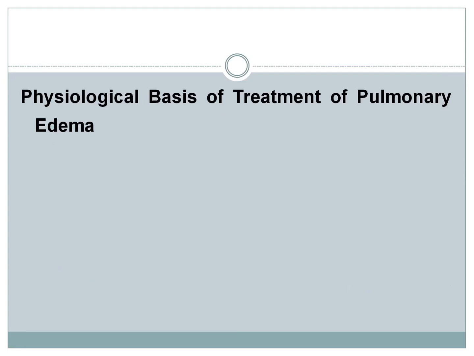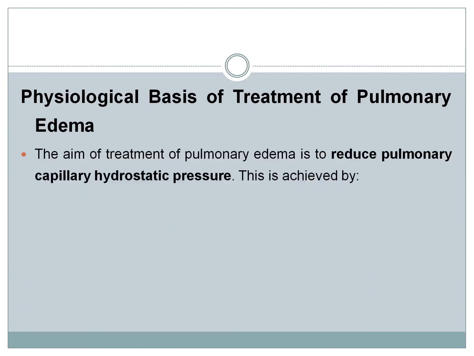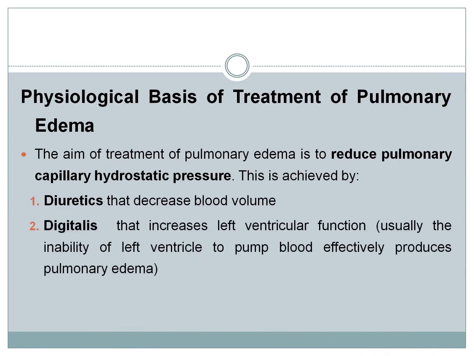Now, how can we treat this pulmonary edema? The aim of the treatment of pulmonary edema is to reduce the pulmonary capillary hydrostatic pressure. So that should be the aim. If we reduce this pressure, that will relieve the edema. This is achieved by diuretics, which decrease the blood volume. Secondly, you can give digitalis, which increases the left ventricular function.